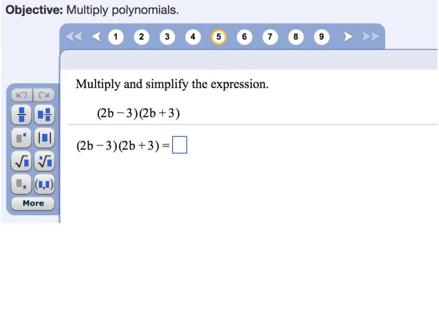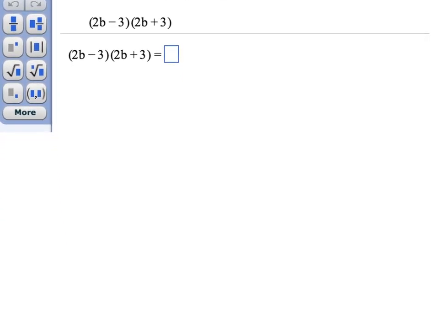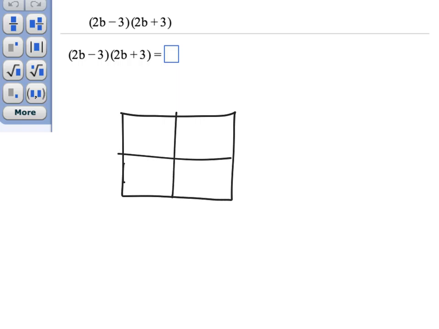All right, more of the same. It's a 2 by 2 again. And you get 2b minus 3, 2b plus 3. And now we're ready to start our multiplying. So 2b times 2b, that's going to be 4b squared. 2b times positive 3 is positive 6b.